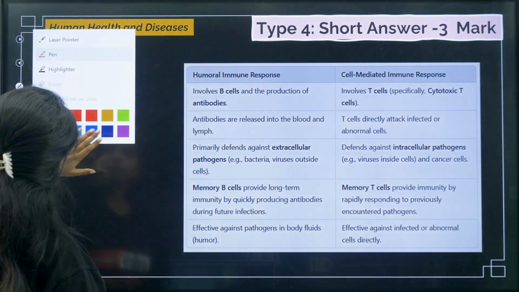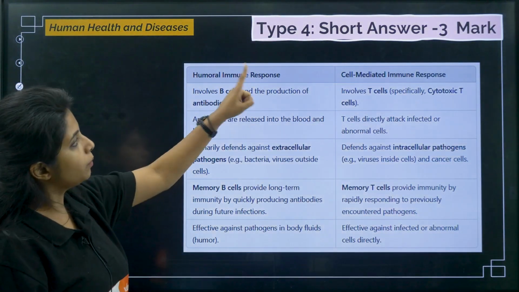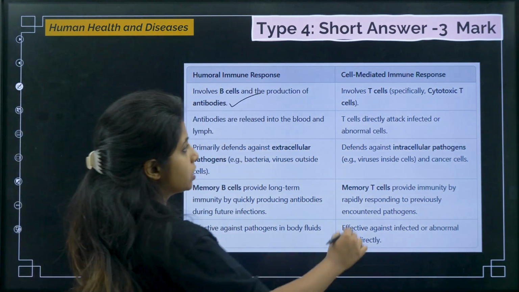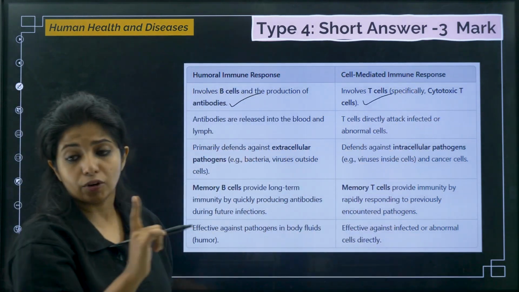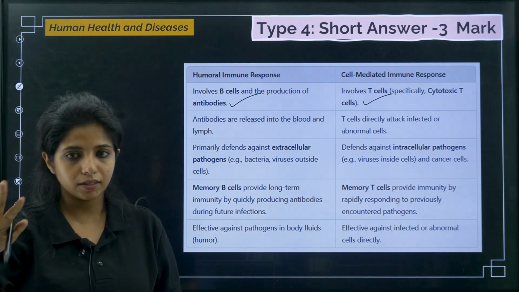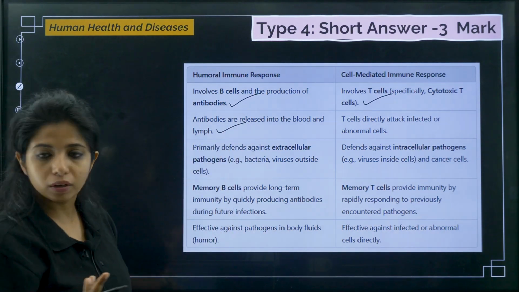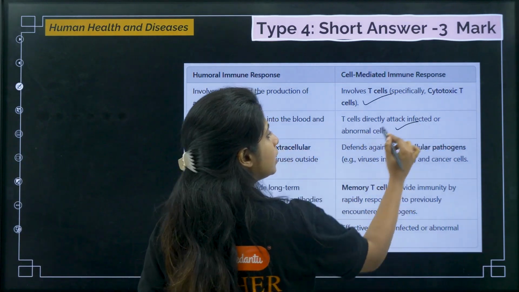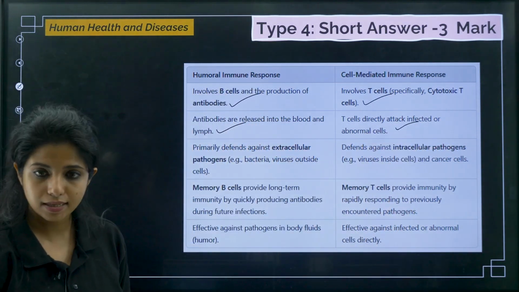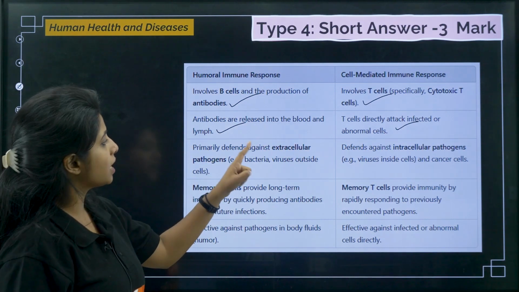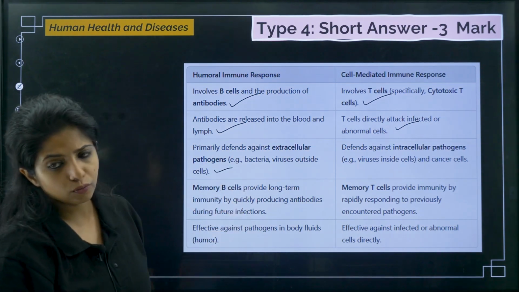Okay. See, humoral immune response involves B cells and the production of antibodies; cell-mediated involves T cells, specifically cytotoxic T cells, the ones that kill. Okay. Antibodies are released into the blood and the lymph, that is the humor. T cells directly attack the infected or abnormal cells, that is cells, right? Now, primarily defense against extracellular pathogens. This is an extra point. If you want to write it, you can write it.